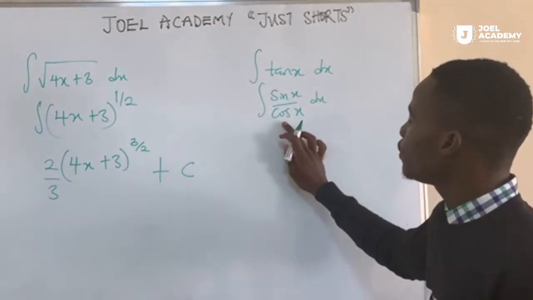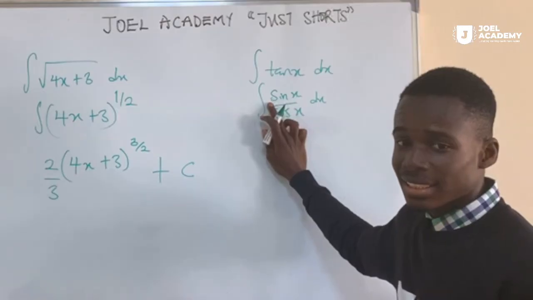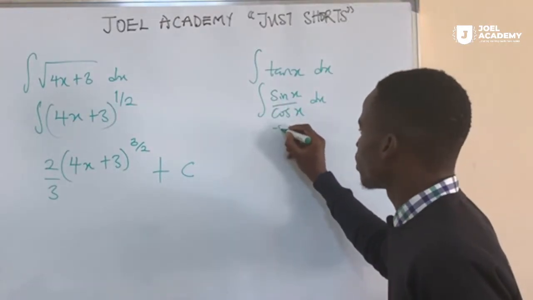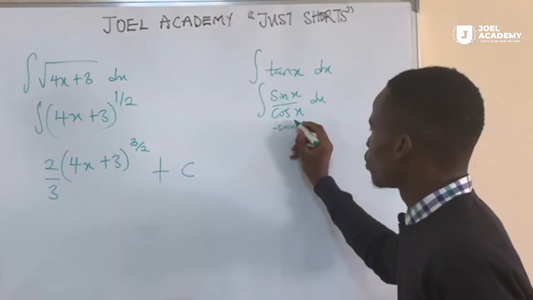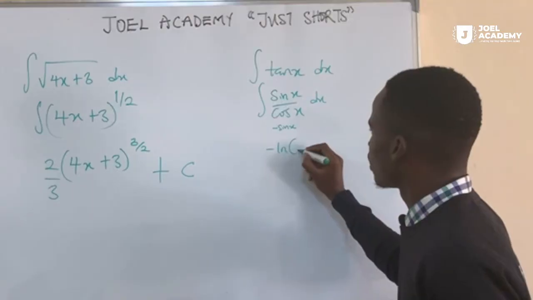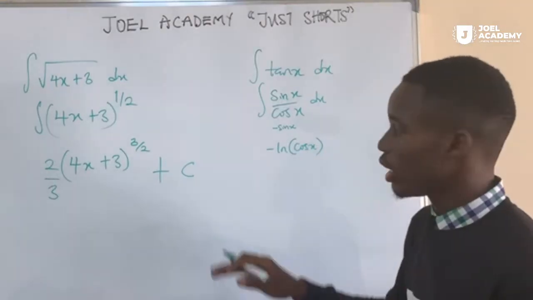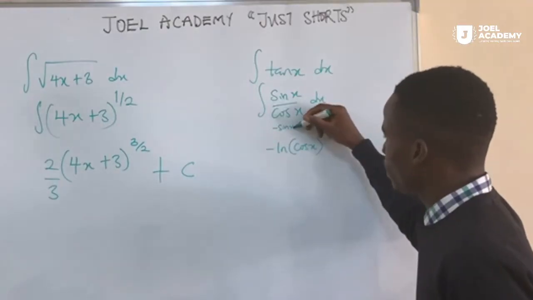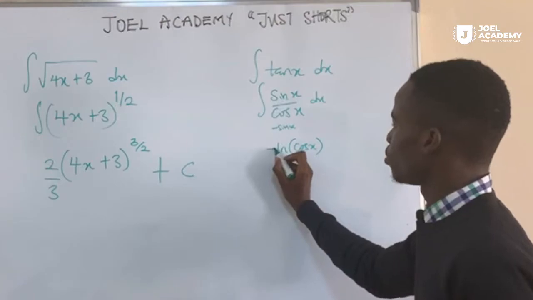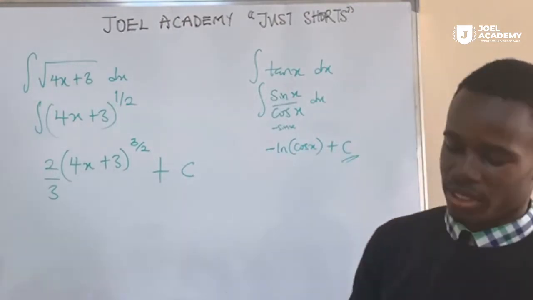So now I said if you are able to differentiate this and get something that looks like this, good to go. So when you differentiate cos x, you have minus sine x. So it means you'll be having minus ln cos x. So after differentiating, you still have sine x, but what is left out is minus. So you bring it out. Don't forget plus c. Very important.